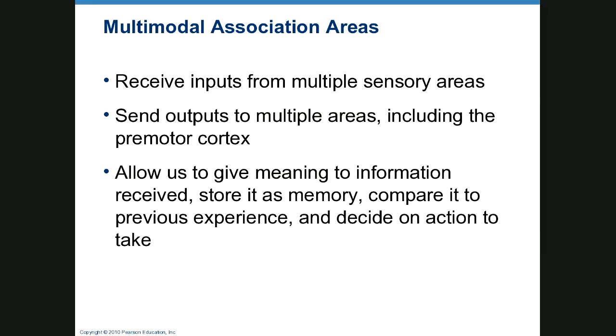Multimodal association areas. This is basically all through the brain. You have areas that receive input from sensations and give it meaning, help you store memories of them, decide based on previous action what to do, such as if you took this course before and you didn't study and you failed it, you're taking it again, you may decide to study this time because of the multimodal association areas.